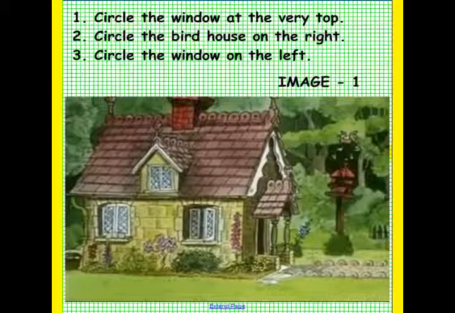In front of you is our first image. You'll see a cottage. What we would like for you to do is pick up a pen and circle the window at the very top. Then circle the birdhouse on the right. And last, circle the window on the left. Please pick up a pen now. When done, place the pen back in the tray and we will provide you with the answers.